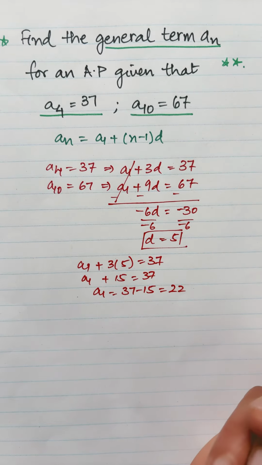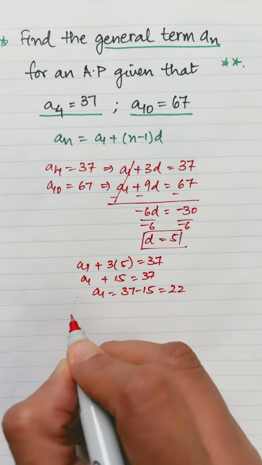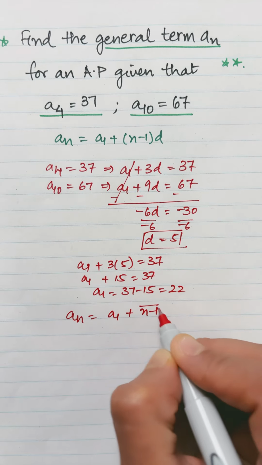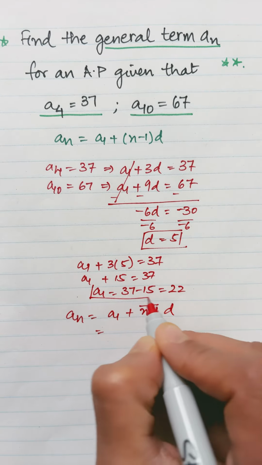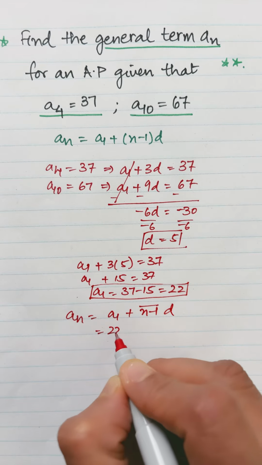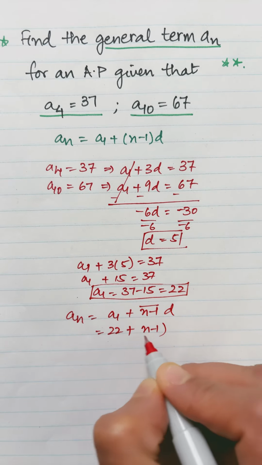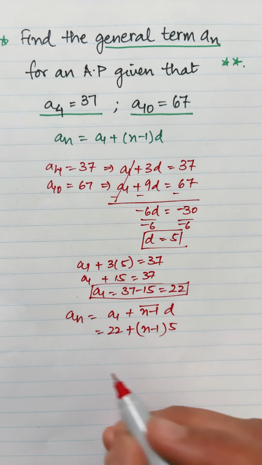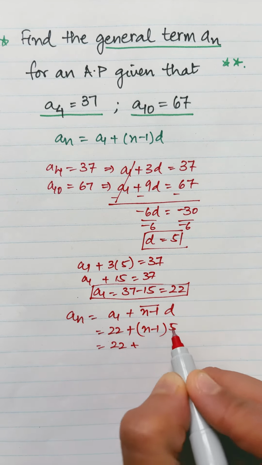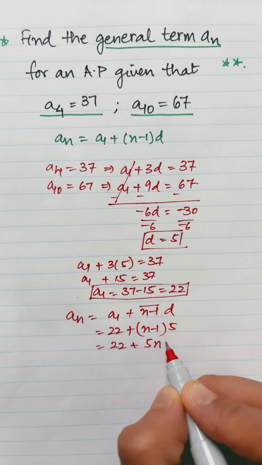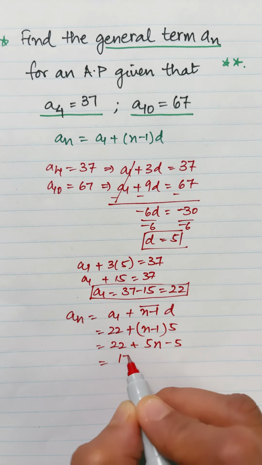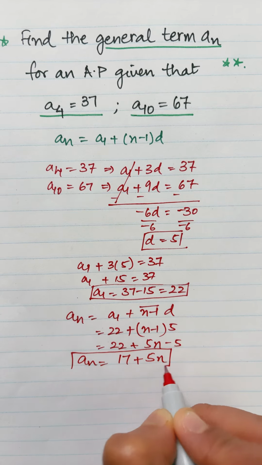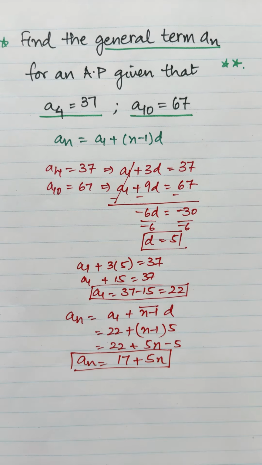So now finally, get the value of an by the formula an equals a1 plus (n minus 1)d. a1 we got as 22, so put here 22 plus (n minus 1), d we got as 5, put it here. Now let's simplify a bit further. So 22 plus 5 times n is 5n minus 5. 22 minus 5 is 17, plus 5n. That's the general term for this arithmetic progression. That's all.